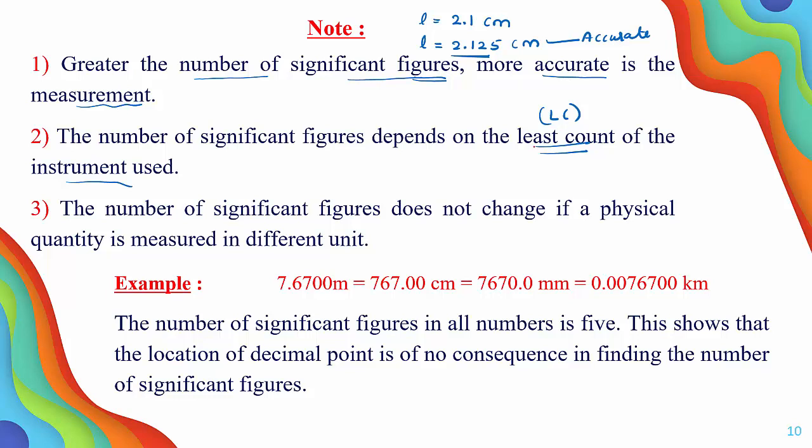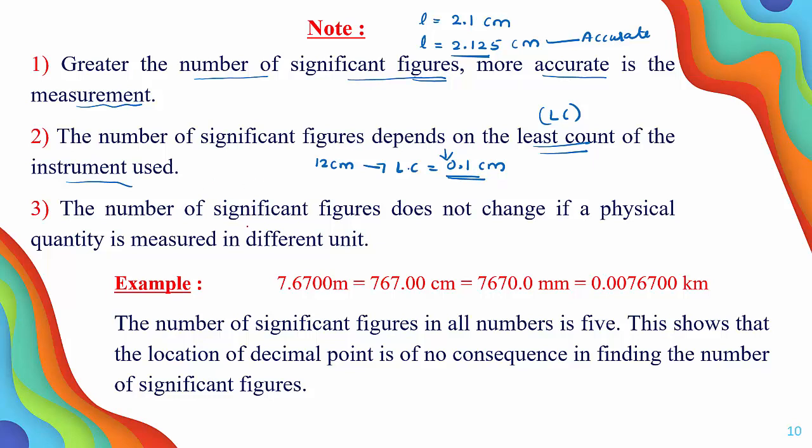The instrument which gives the minimum measurement, or the least measurement. So here the number of significant figures depends on the least count of the instrument used. Suppose you are going to use the normal scale, it is nearly 12 centimeter. What is the least count of that scale? So we will get 0.1 centimeter. So this significant figure depends on this least count.